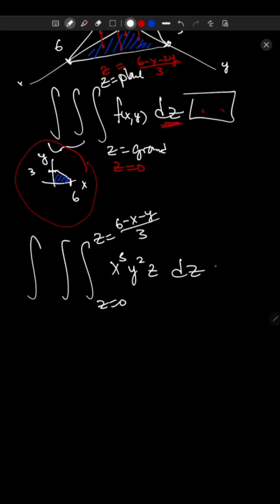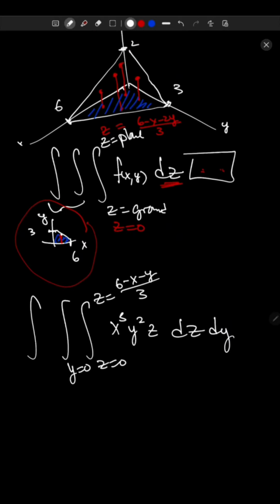Let's do dy first. And again, it doesn't matter, we could do it any way we like. For this particular problem, I've just decided to do dy first. Our y's are going to start at the ground, so y equals 0. And we're going to go all the way up until we hit that line. What's the equation of that line?